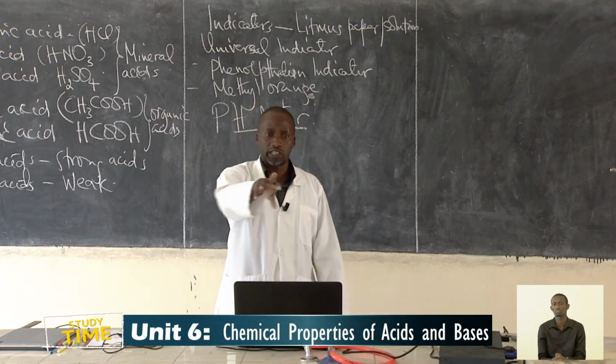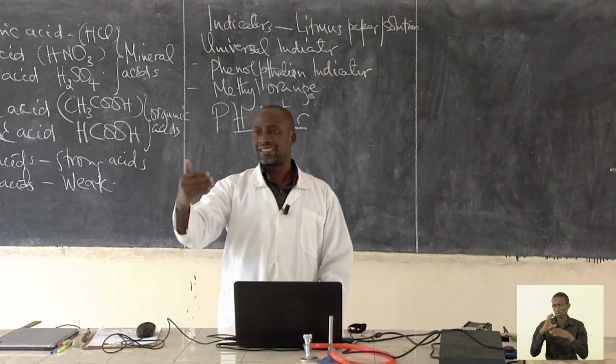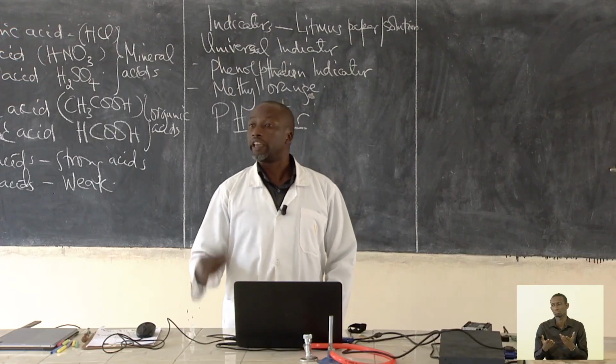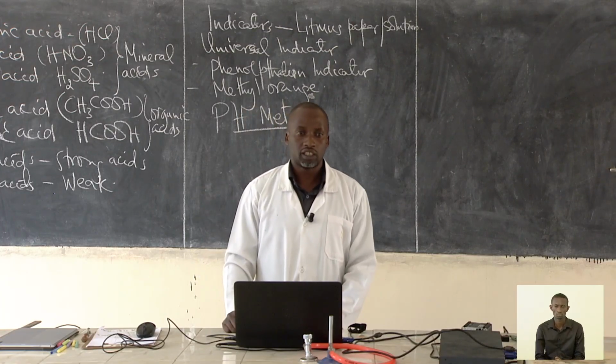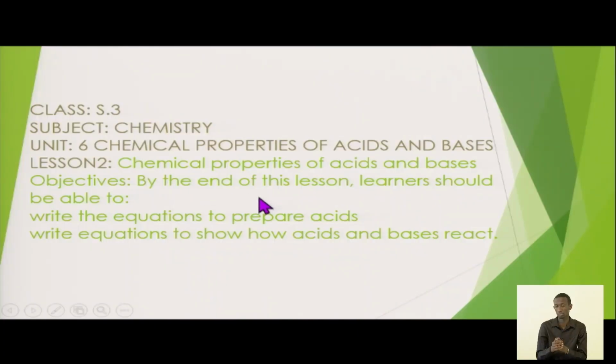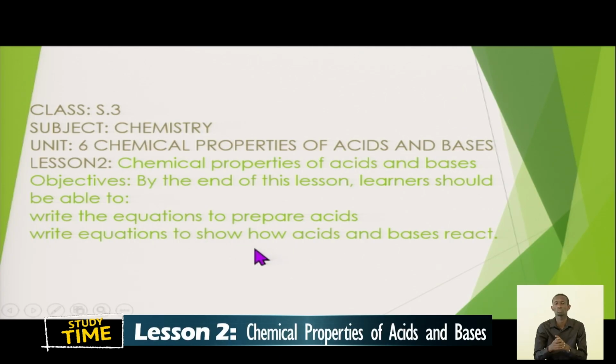This time around, we're just going to look at the chemical properties. How do these acids and bases react? Those are the chemical properties. And by the end of this lesson, we should be able to write equations to prepare acids. Those are different acids, of course. And write equations to show how acids and bases react.